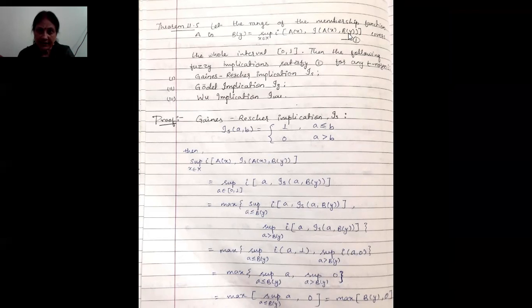We will start from the right hand side. We are writing supremum x belonging to X of I(A(x), I_s(A(x), b)). I_s is a symbol for this implication. We are putting A instead of A(x). So when we had written x belonging to X, that will be replaced by A belonging to [0, 1]. So A(x) is A. Here also substitute A instead of A(x). So this is equal to supremum A belonging to [0, 1] of I(A, I_s(A, b)).